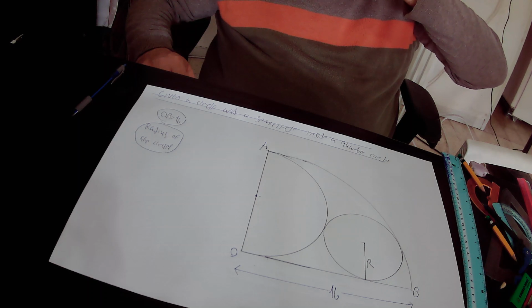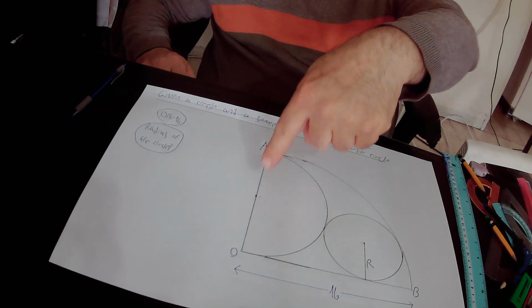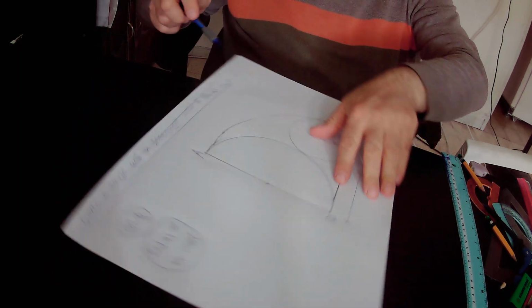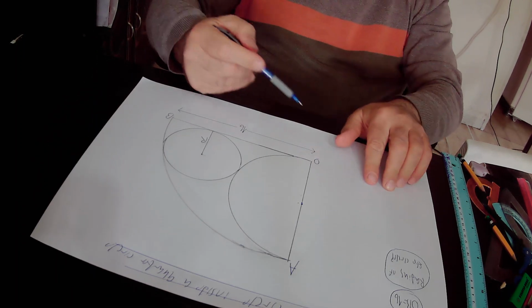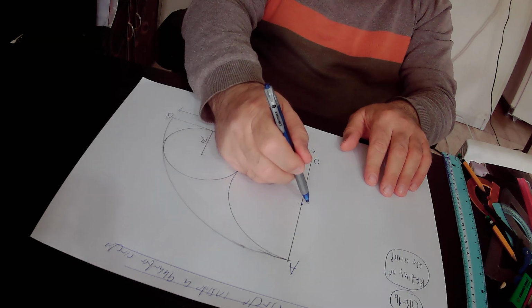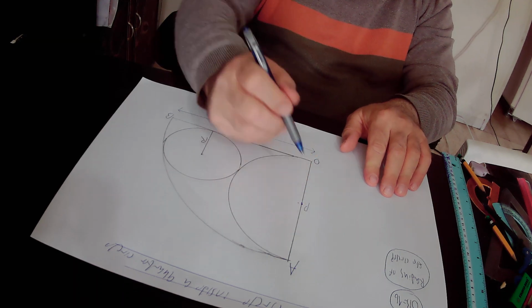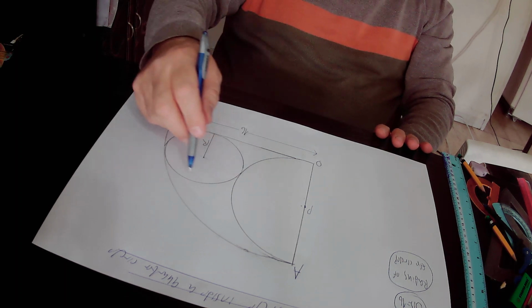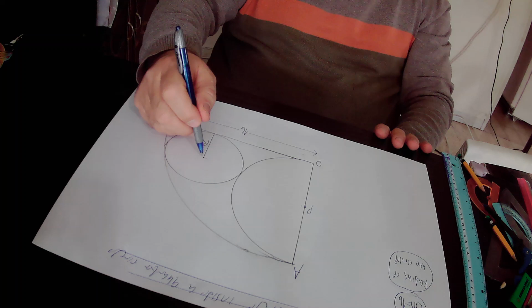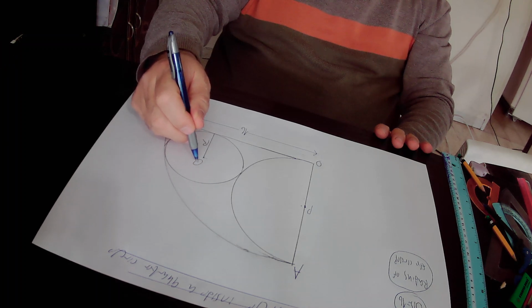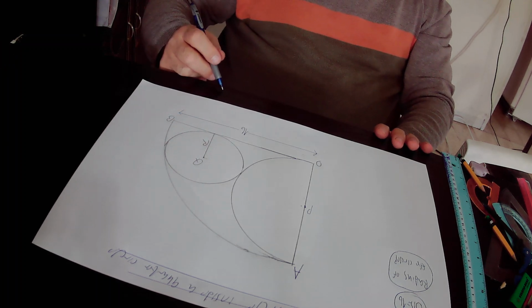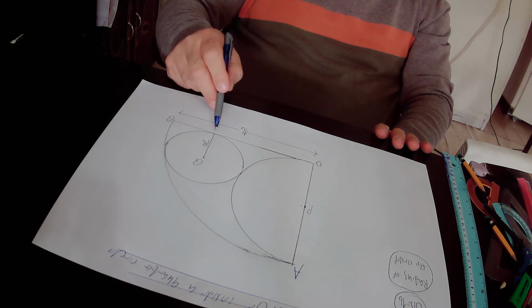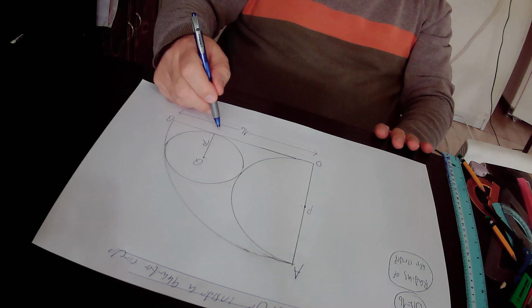We define the center of this semicircle. This point is point P. Likewise, we define the center of this small circle. This point is point Q. We define the point of tangency of tangent OB with this small circle. This point is point M.